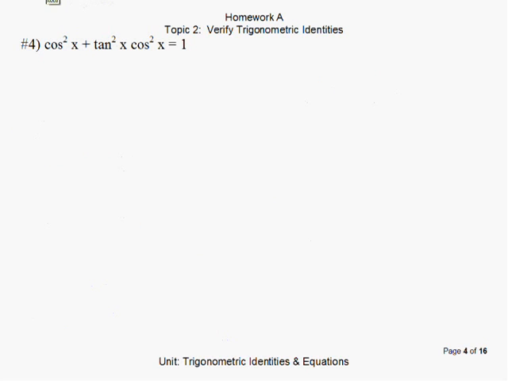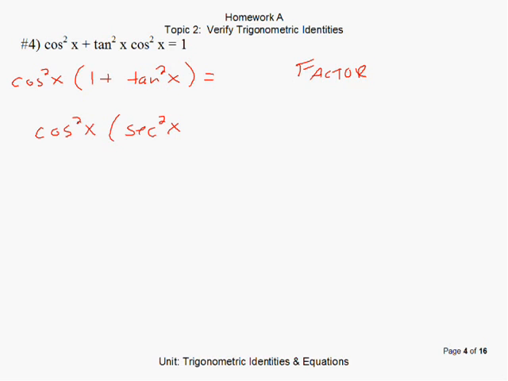Number 4, if you factor cosine squared out on the left, you're left with 1 plus tangent squared of x. Then, if you recognize that 1 plus tangent squared is secant squared of x, and then if you recognize that multiplying cosine times secant, those are reciprocals. When you multiply a number by its reciprocal, your answer is always 1. So the left side is 1, and so is the right. For this problem, we factored, then used an identity, then used another identity.